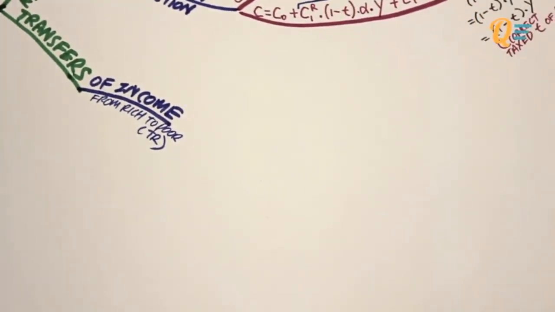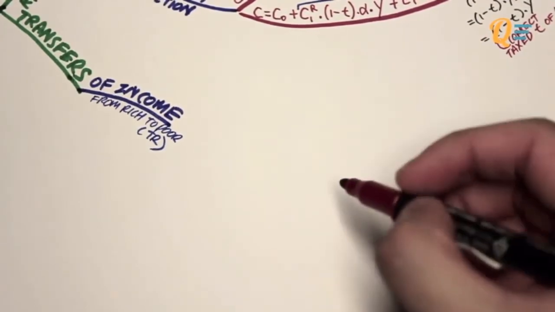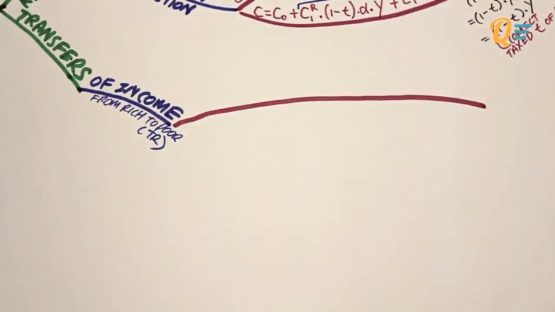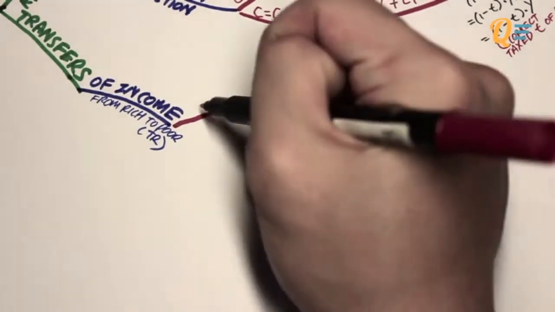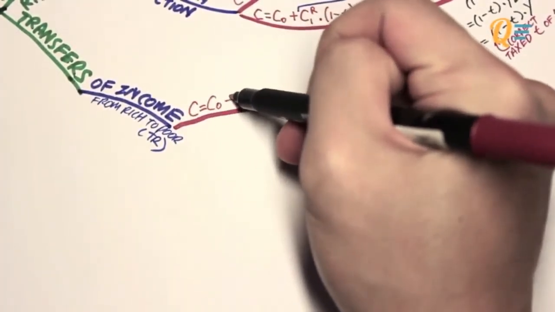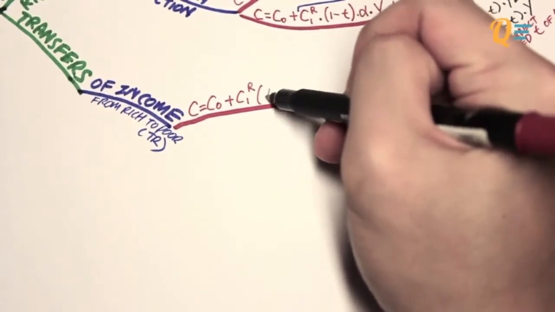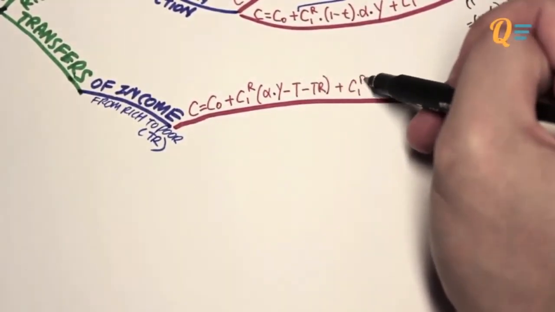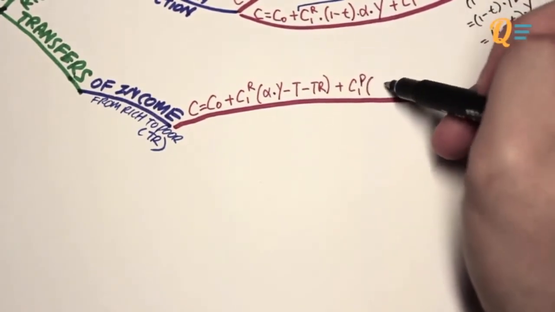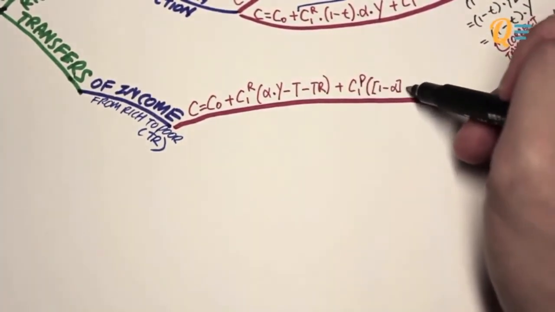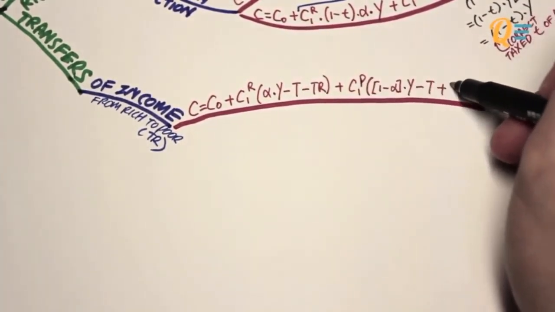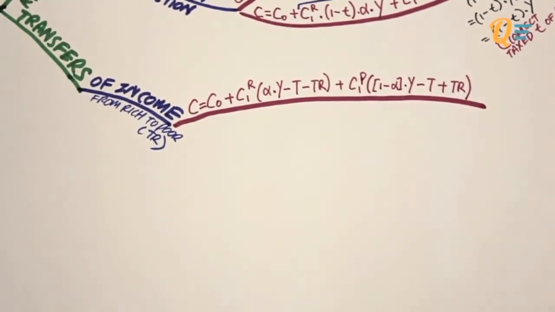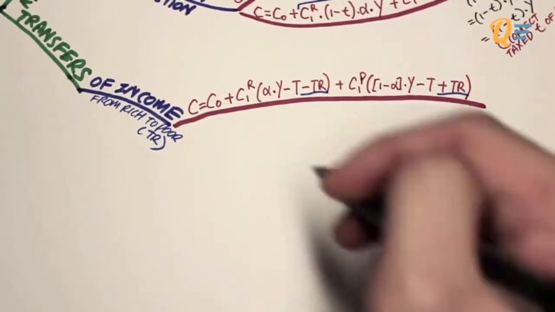And we're also going to assume that there is lump sum taxes in this economy. So your consumption function is going to look something like this. You have your standard C0 plus your induced consumption for the rich. You're just going to minus TR from the disposable income, and your induced consumption for the poor, you're going to add TR to that disposable income. So this is the lump sum transfer that's happening right here. As you can see, it is underlined in blue.